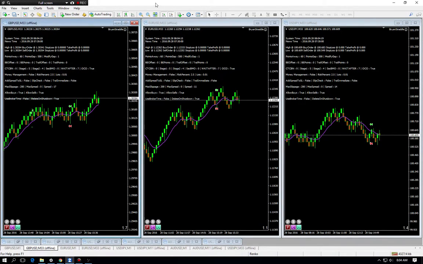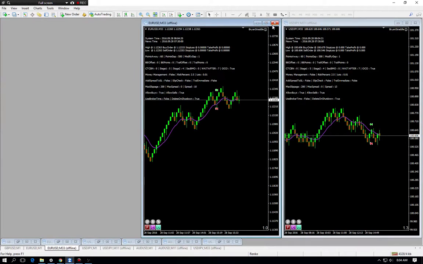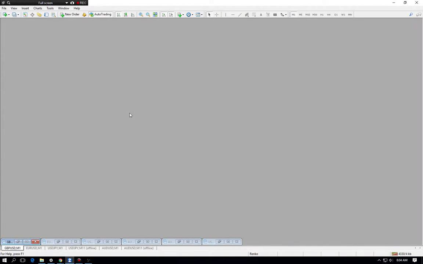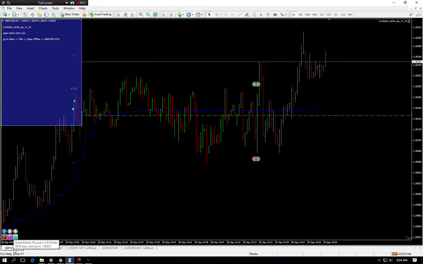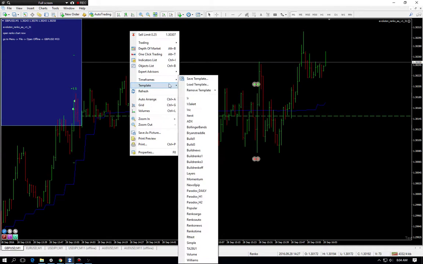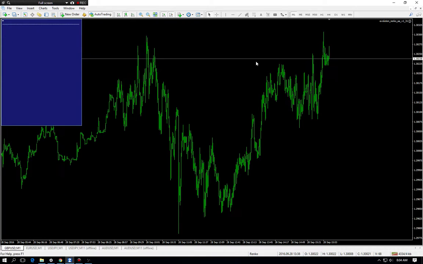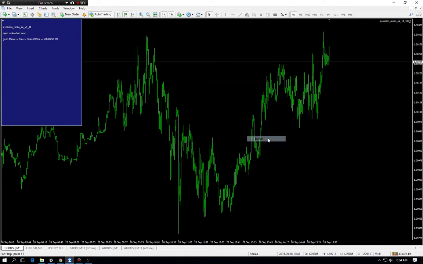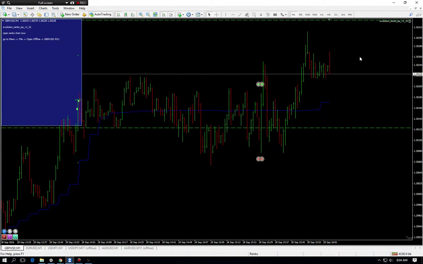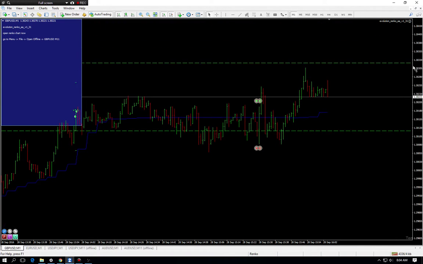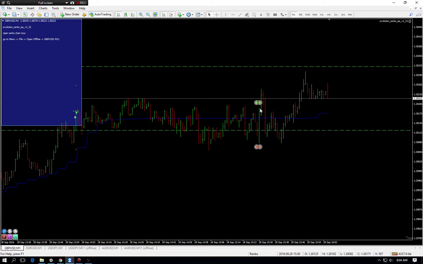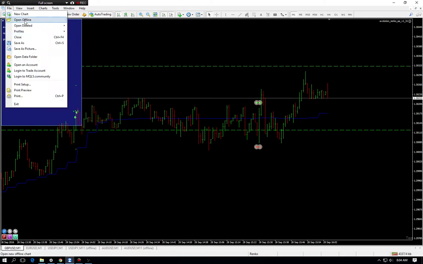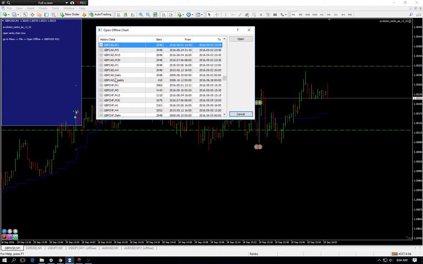Let me go ahead and close these 3 because these are all the wrong size for normal. And let's go ahead and template it out. Build 1. Oops, template, wrong one. Build 1. There we go. You can see it was kind of a dud. It slowly moved up after that, but we never had any big response. So file, open offline, M11.